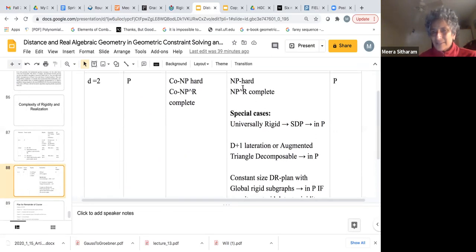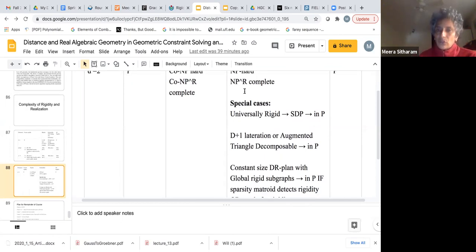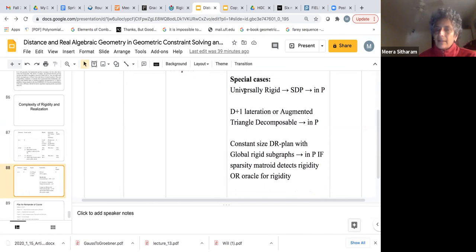NP super R just means if you allow me a witness that's in the reals, then it's in NP. That's all I'm saying here. Okay, so special cases we talked about yesterday.